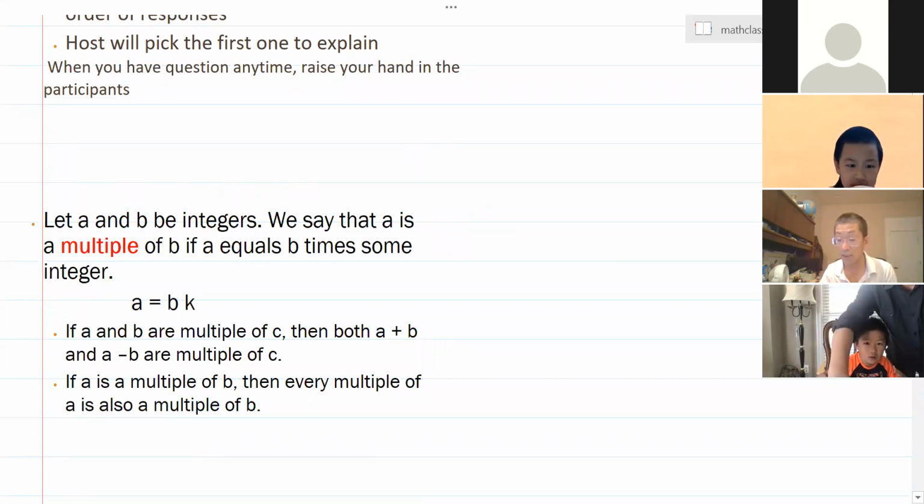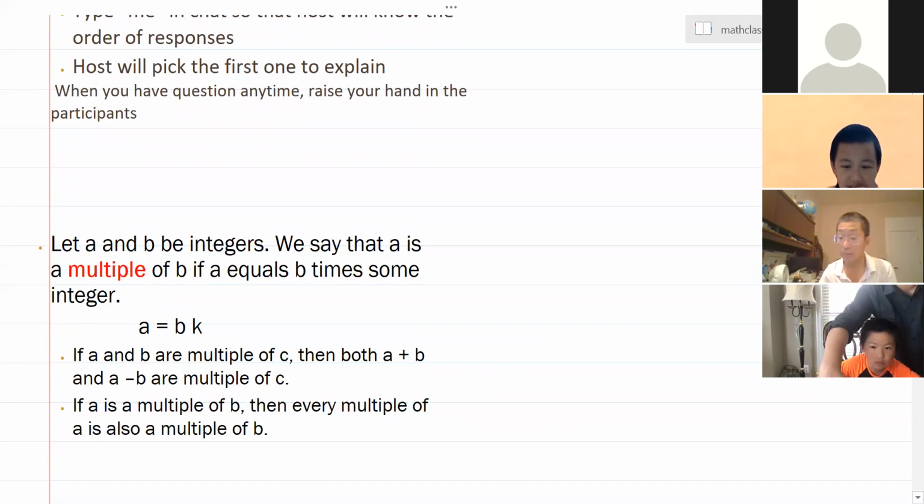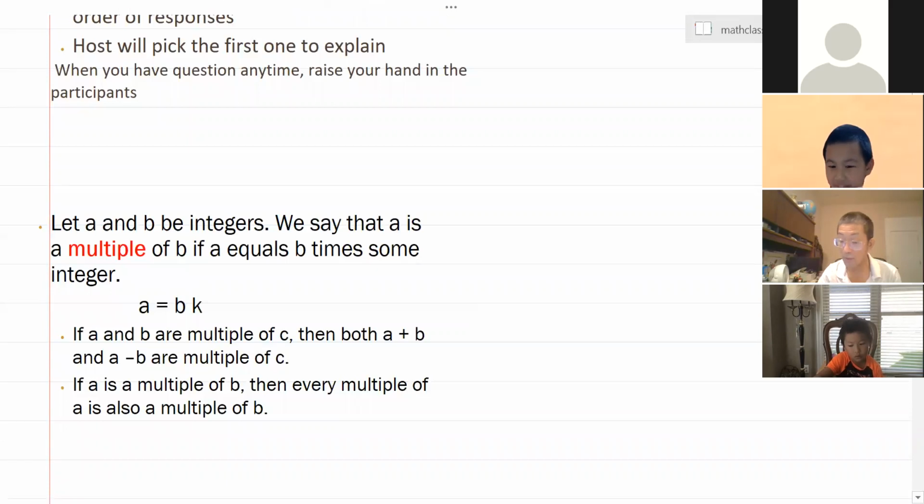When we say you are given two numbers, and a number is a multiple of another number, that means, we're talking about integers only here, that you can express the number as a product of two numbers. One of the factors will be that number B, for example.